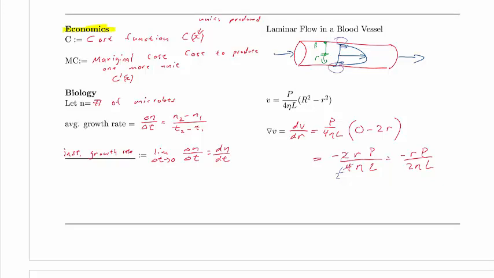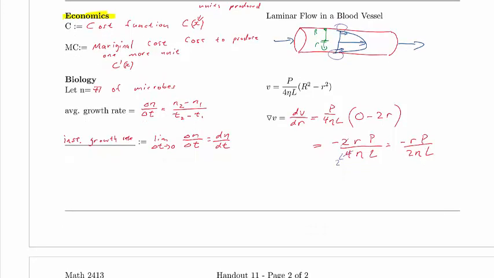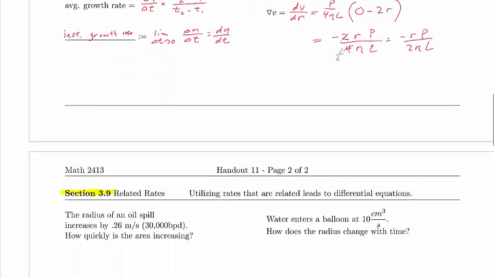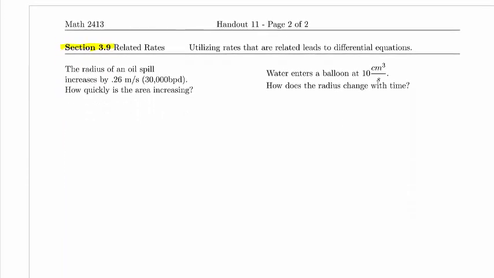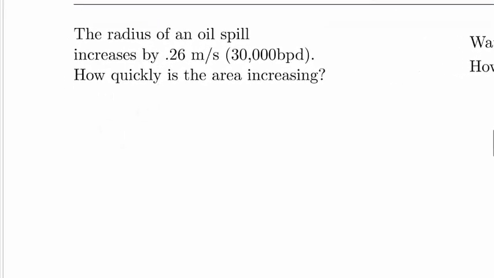All right, so that's our survey into some of the sciences. We just very briefly scratched the surface. Of course, we can go much deeper into these subjects using calculus, but we're just trying to get you an introduction at this point. So let's move on to section 3.9, related rates. On this question here, we have an oil spill.